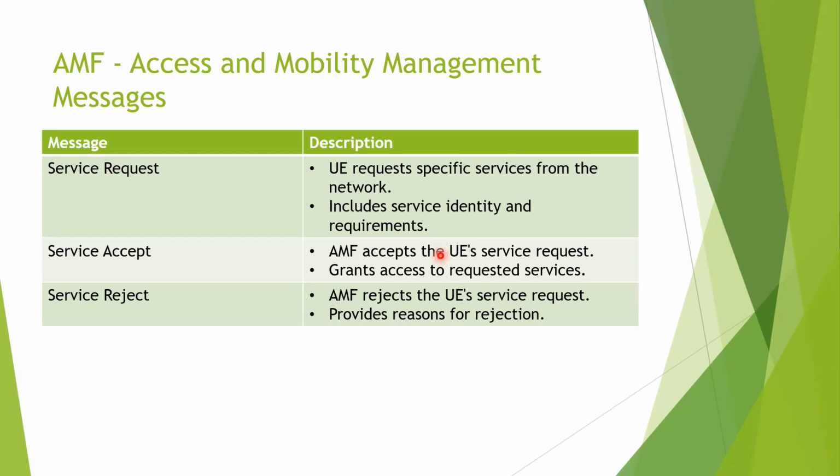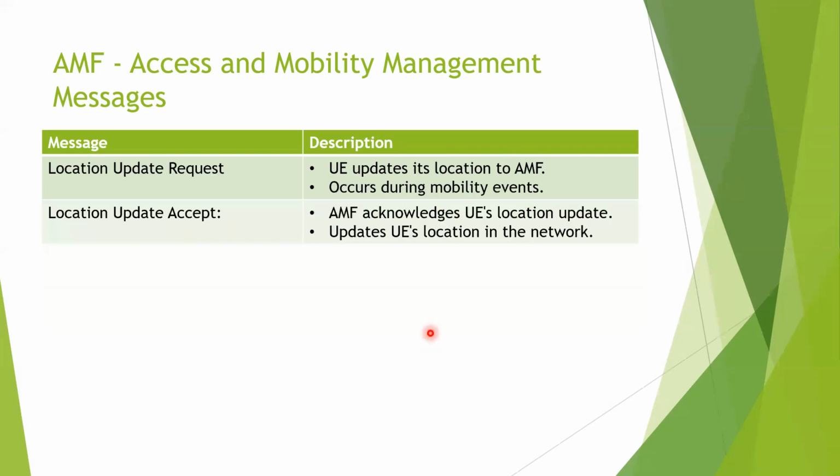If for some reason it does not give proper identity or anything, you will get a reject. So the AMF will send the UE a reject, and it will provide some reason for the rejection. Other messages you can get in the AMF are location request updates and location accepts. The location request is sent by the UE to update the AMF about its location, and this occurs due to mobility events. And the accept is just acknowledging the UE location updates, and it's updating the UE location in the network.